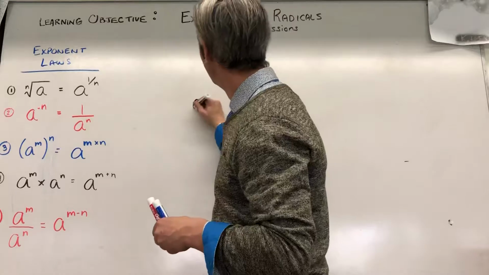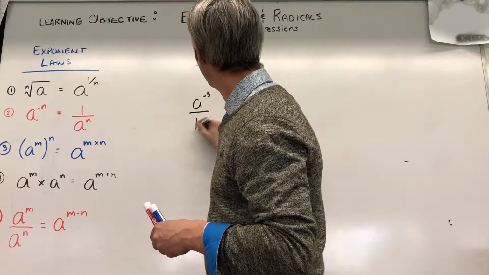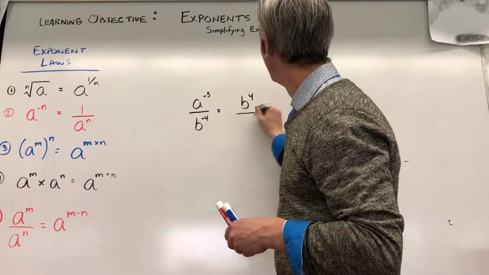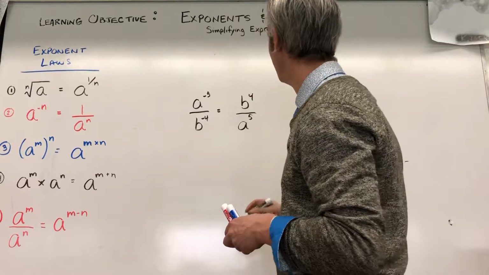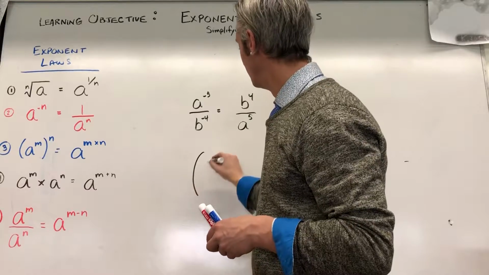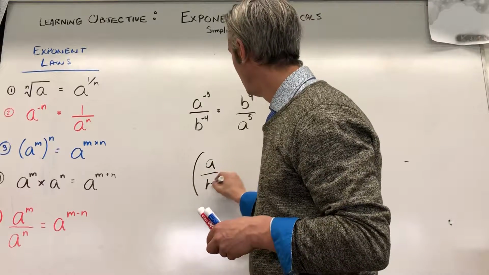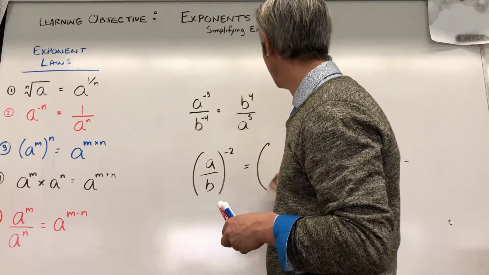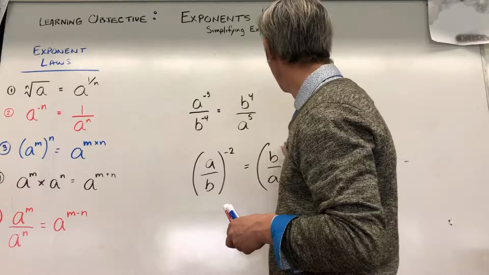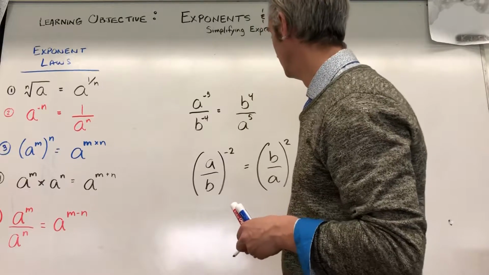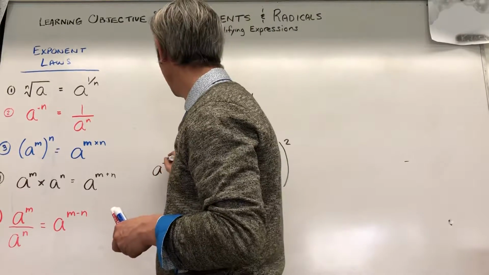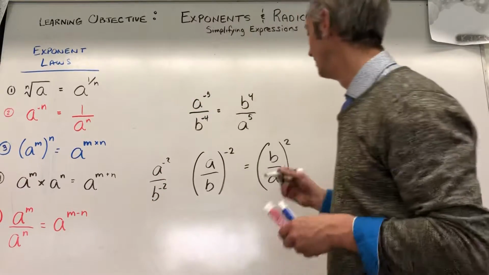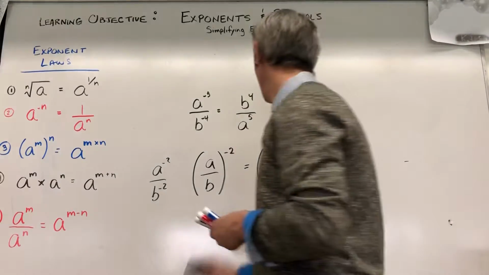Also, if I had a to the negative 5 over b to the negative 4, I could rewrite this as b to the positive 4 over a to the positive 5. Another thing I can do is if I have a over b to the negative 2, I can rewrite this as b over a to the positive 2. Because this is the same as a negative 2, b negative 2, and then they can switch up and we can take out the square there.